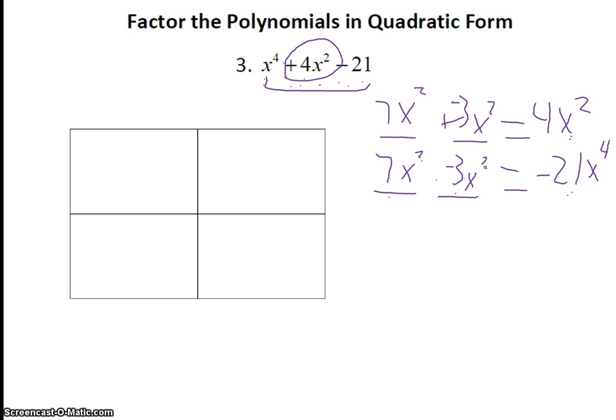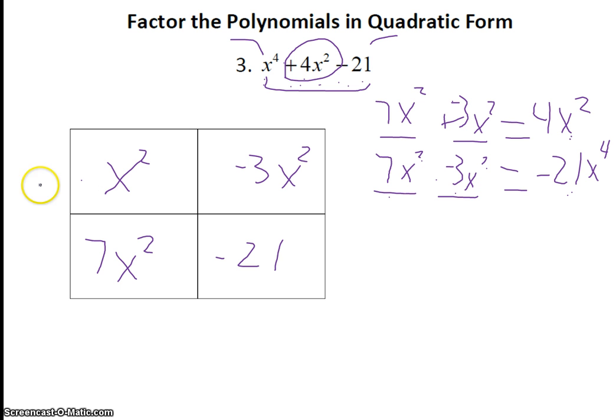So we put our 2 terms in the diagonal, so you have 7x squared and negative 3x squared, and you put your first term in the first box, and your last term of negative 21 in the last box. And we pull out our GCF. So when we pull out the first row, they both have an x squared in it. In the bottom row, they both have a 7 in it.